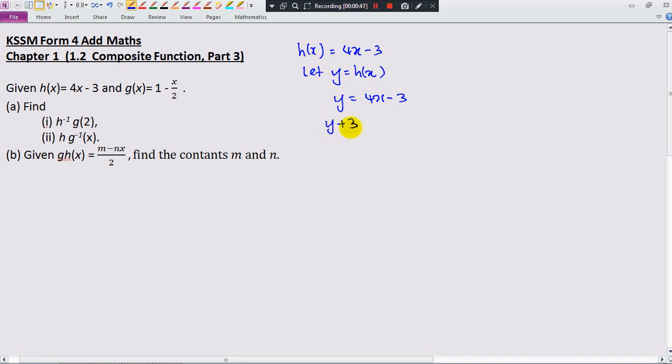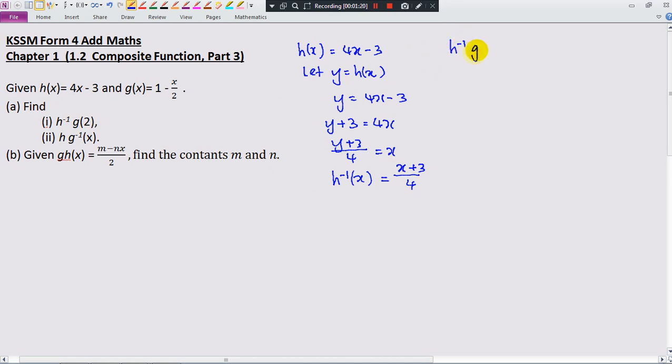y plus 3 is equal to 4x. y plus 3 divided by 4 is equal to x. Now I have changed the subject from y to x. Okay, so this will represent the inverse function of h. The inverse function of h is equal to x plus 3 over 4. Now I have the inverse function of h, I can start to do this one.